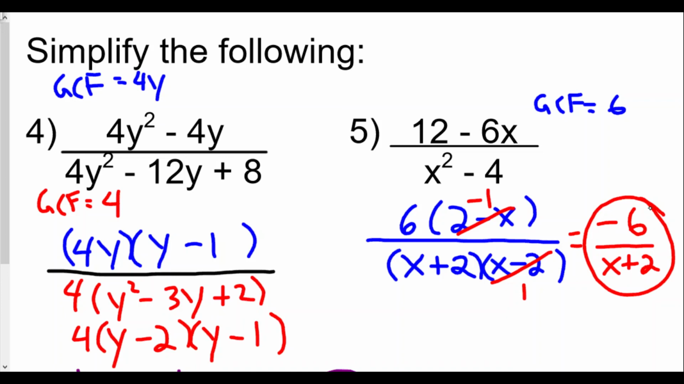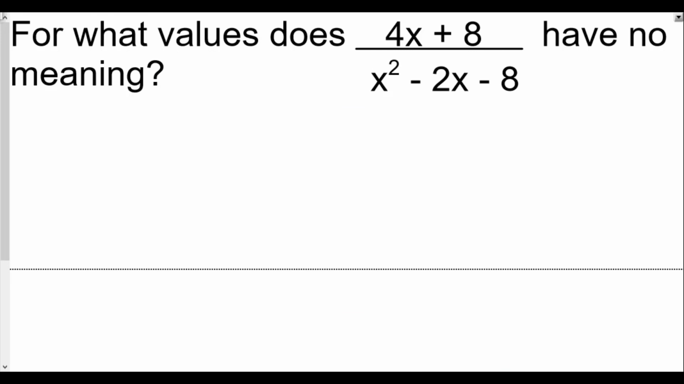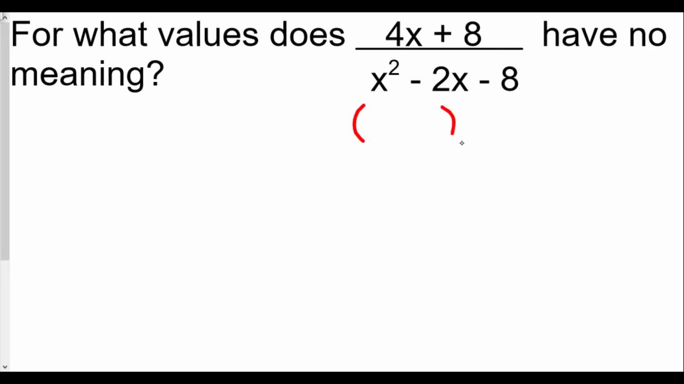Last thing we'll talk about, which is very important for simplifying rational expressions, is the following, where we see, in this case, for what value does 4x plus 8 over x squared minus 2x minus 8 have no meaning? So we want to factor our denominator. So in this case, x and x, two numbers that multiply to -8 and add to -2 are -4 and +2.